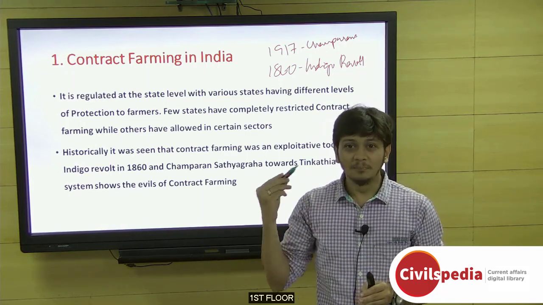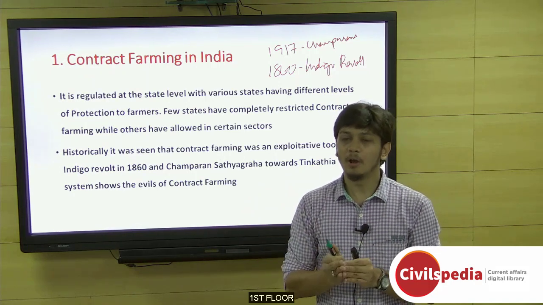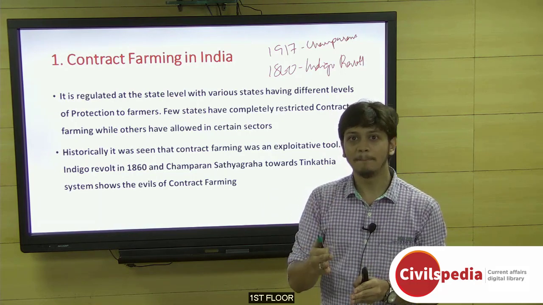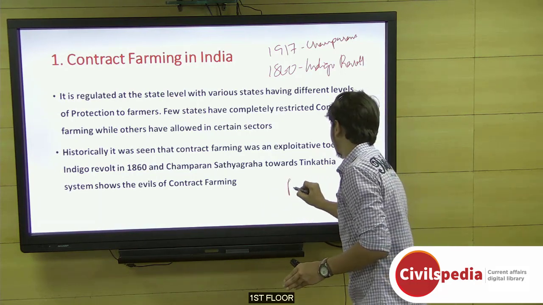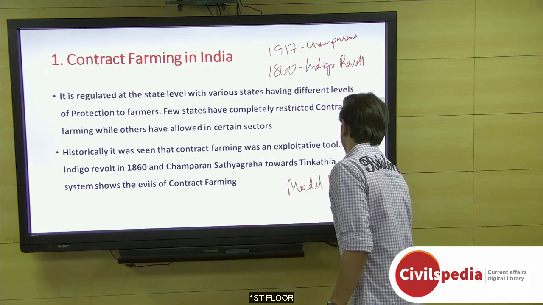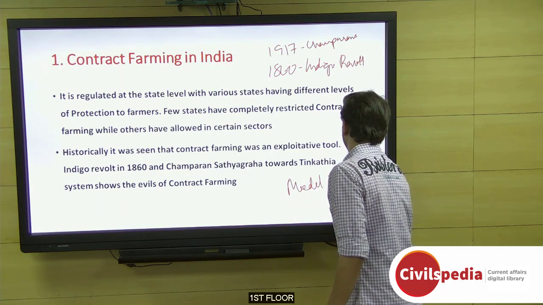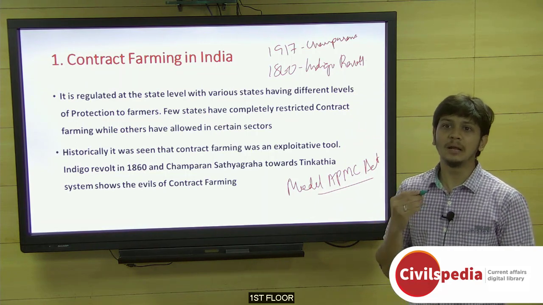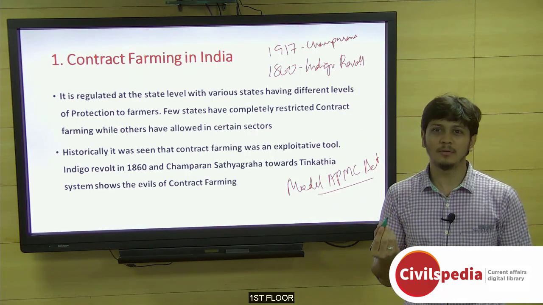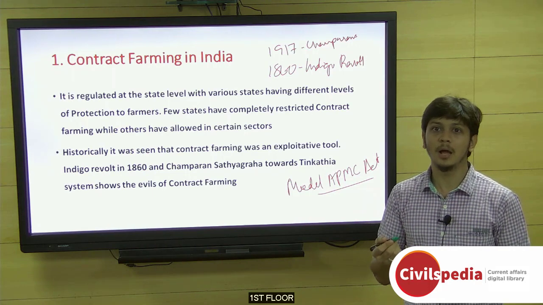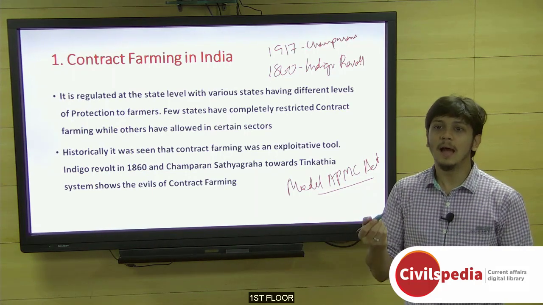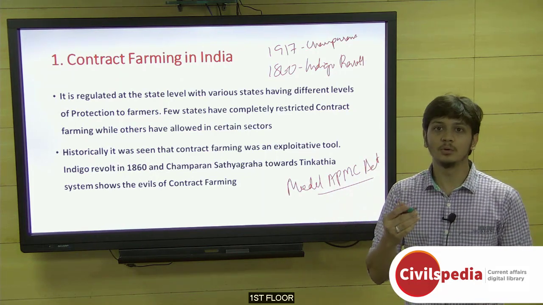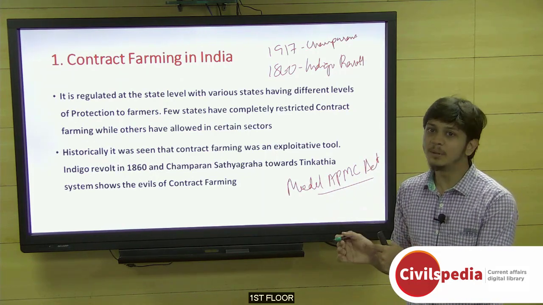So observing all these things in a holistic manner, the government has come up with the Model Contract Farming Act. Though in 2003, under the Model APMC Act, something was said about contract farming, contract farming was put under the APMCs, that is Agri Produce Market Committees, and there was not a very good growth of contract farming under the APMC regime.